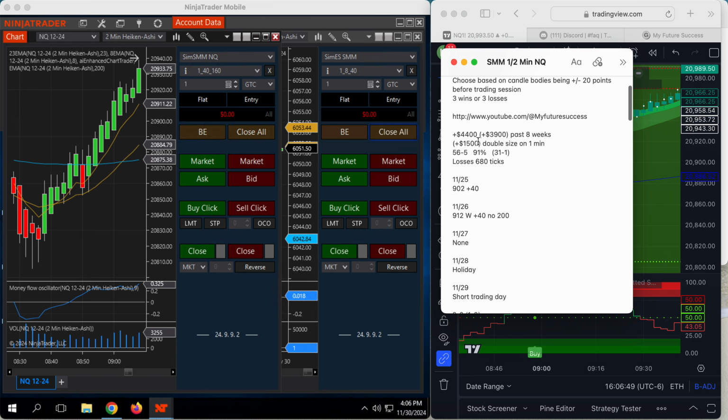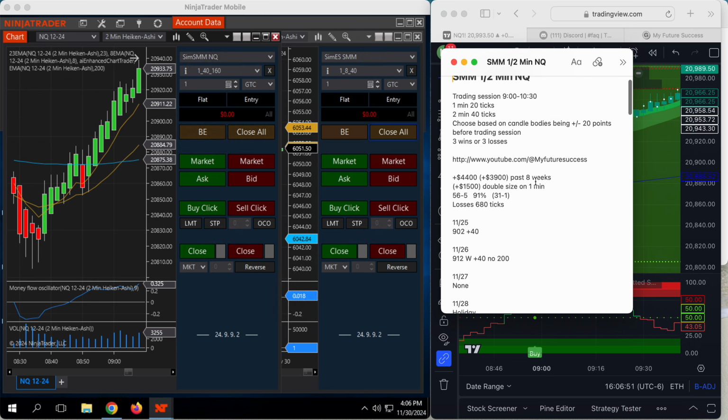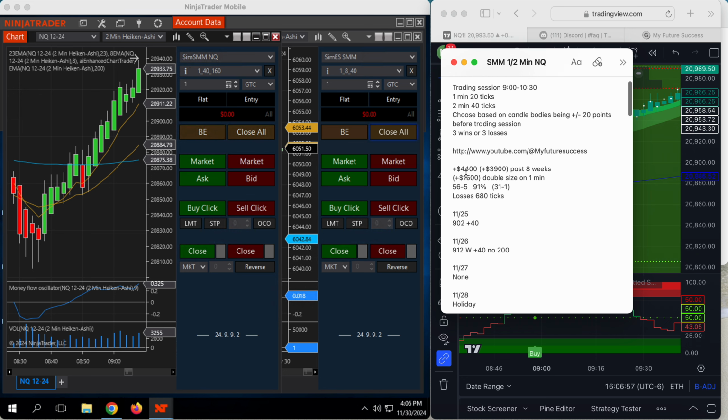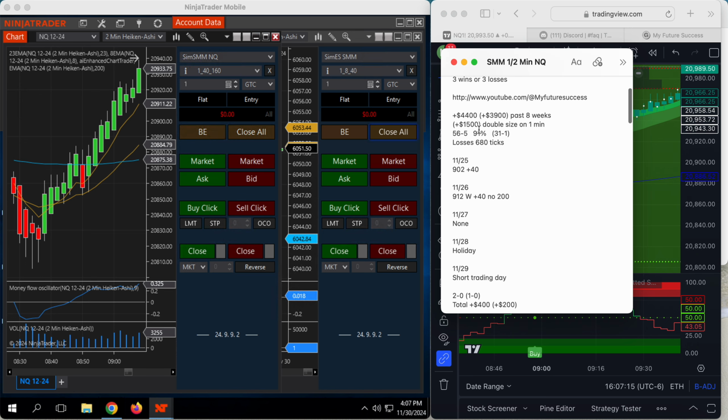Then this plus 1,500 is double size on the 1 minute. On the 1 minute, you're only going for 20 ticks versus 40, so you're getting half the profit you normally get. There were 15 1 minute trades in that sample set. So if you just doubled your position size, so you're always going for $200 profit, that'd be 2 contracts on that one. That would add an additional 1,500 to that. So I'm just separating that out for information purposes.